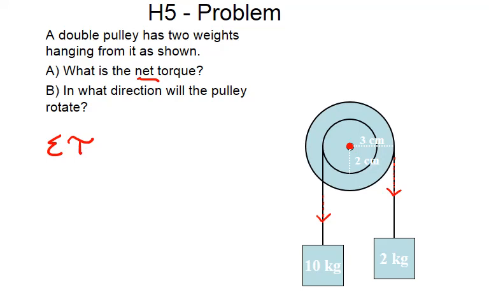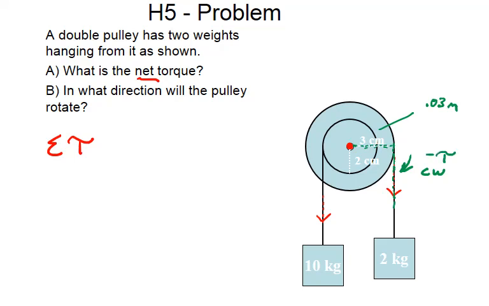So if we take a look at the overall torque here, we can look at both of these. Let's take a look at the 2 kilogram one first. So this is going to be pulling straight down on it here, and we have a lever arm here, 3 centimeters, 0.03 meters. And what kind of torque will this cause? Well, the mass is going to be pulling down like this, so it's going to cause the wheel to turn like this, and that would be in a clockwise manner. So that's going to be some negative torque from this one.